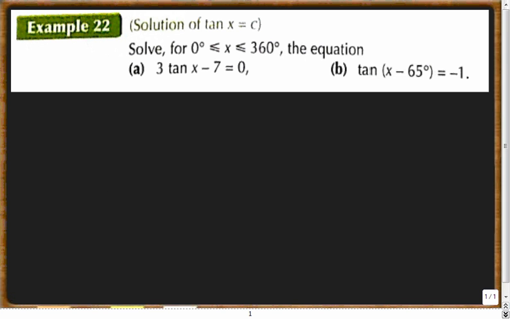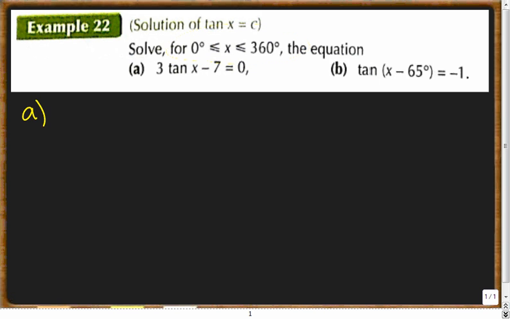Example 12 wants us to solve for all x's between 0 degrees and 360 degrees, these different equations, and the equations are involving tangent. So we need to use what we know about the unit circle to help us out. We also want to work with our equation solving skills and so on. So again, be very alert to what window they're asking you to answer. That's very key. So they're giving us 0 to 360 degrees.